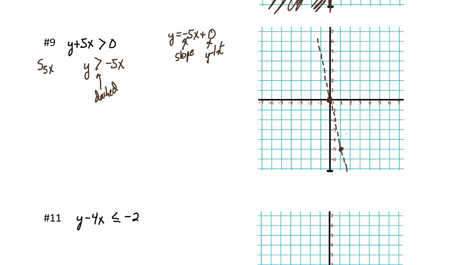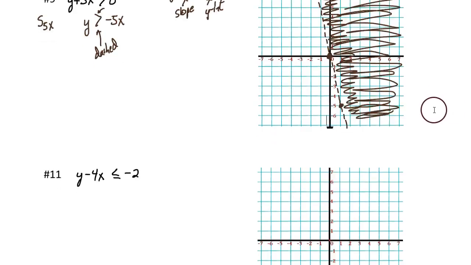Now we're going to decide whether to shade dots above or below this boundary line. Look at our arrow symbol. It's a greater than symbol. We want to shade above the boundary. So take your pencil and shade in everything that is above that diagonal line.